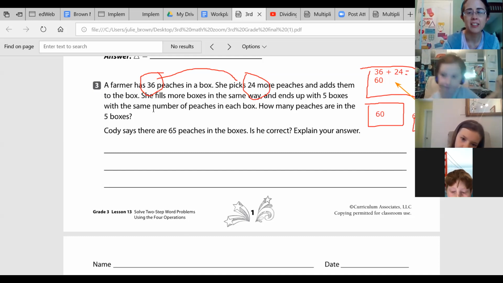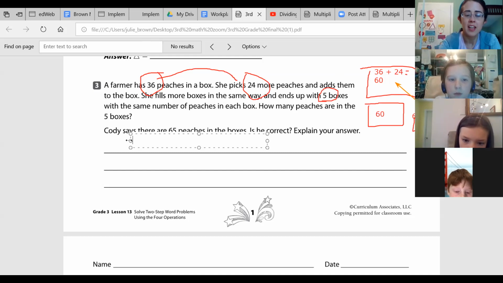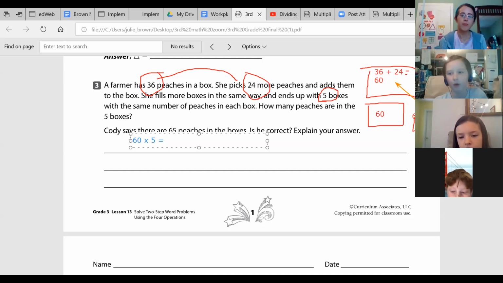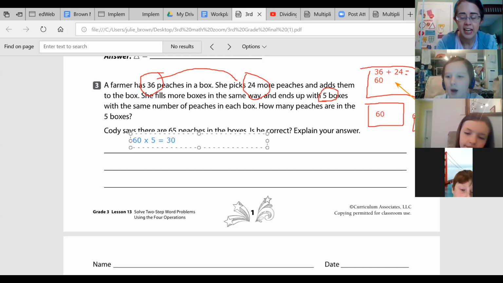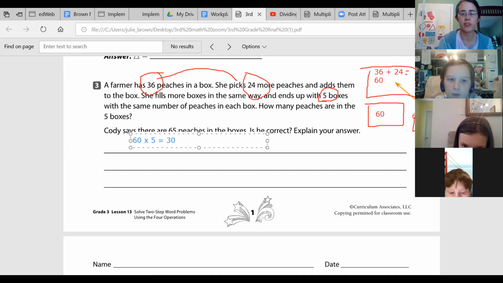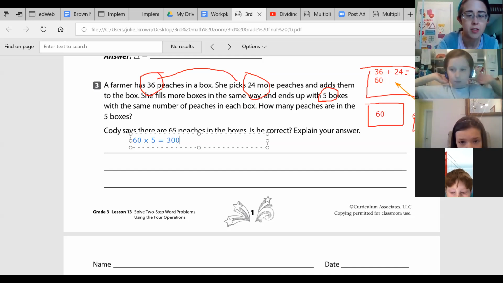And Rosie, how many boxes? 5. So what would my multiplication problem be? 60 times 5. All right, 60 times 5. And if I use the place value trick, I just remember that I could do 6 times 5, which is 30. And then add the 0, 300. Bring 30 over to the hundreds place, move it over a place value. So 30 becomes 300.